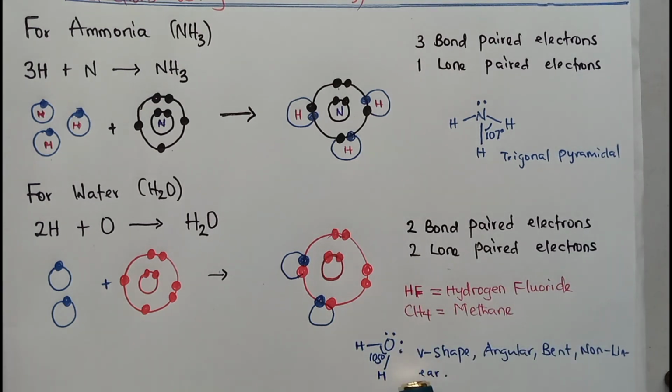But for this water, the shape is V-shape by molecular shape. Some people say it is angular, some people say it is bent, some people say it is non-linear. Any of them you see is correct. I hope you get that. Therefore, do that of hydrogen fluoride and methane for me.